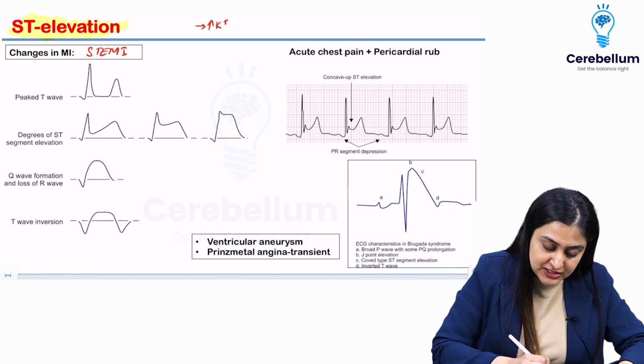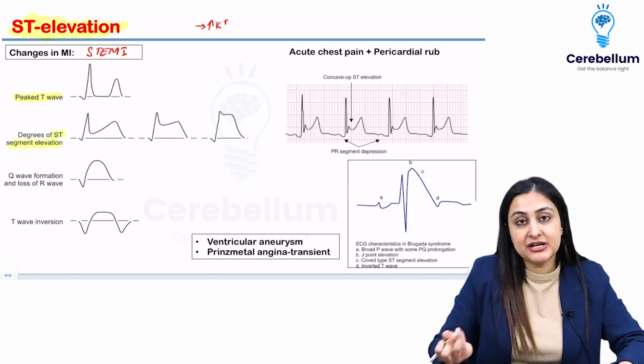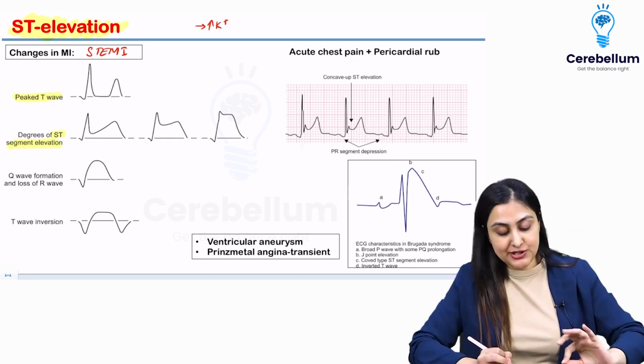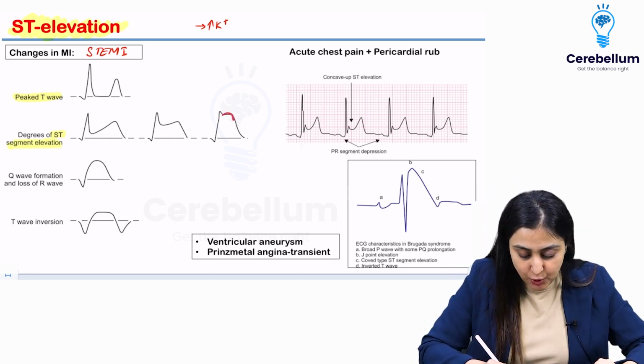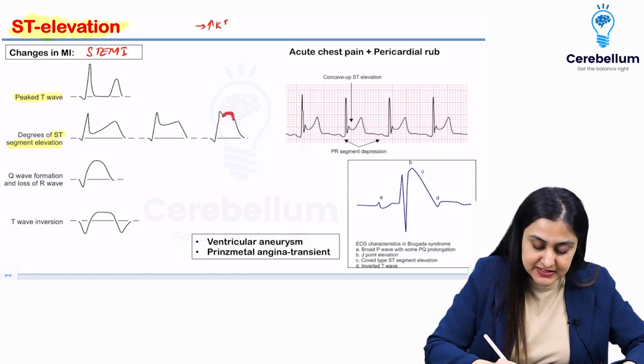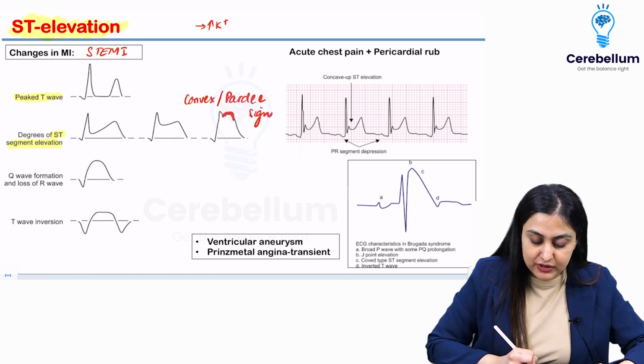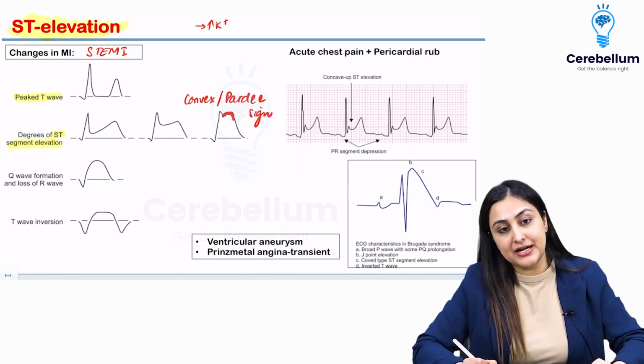So the first change is peaked T waves. I already knew it. Second is ST elevation. We already knew it. What you need to remember is there is going to be this convex up. Initially, it might look concave, but eventually it becomes this convex ST elevation, which is also known as the Pardy sign. Okay, so this is convex ST elevation or the Pardy sign.